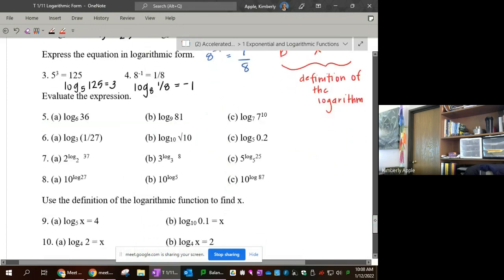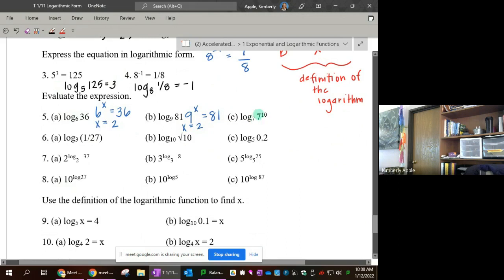All right, so if I ask you to evaluate the expression, you can use the exponential form to do that. So that means this can be rewritten as 6 to some unknown power equals 36. So what power of 6 is 36? The second, 6 squared. Same thing here. 9 to some unknown power is 81. That's 9 squared, so x is 2.